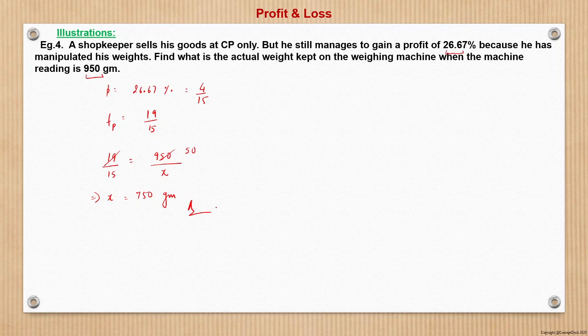So this is very simple. Using this, what I have done, that this factor 19 by 50, this profit factor is because of only the weights, right? He would be selling in actual the lower weight, however the machine would be showing a higher weight, and because of that he is gaining, right? So this sort of a problem actually we can solve using this concept.